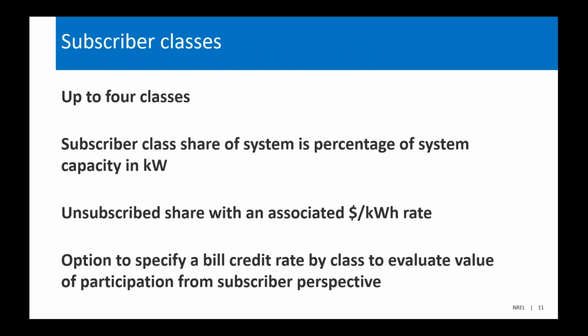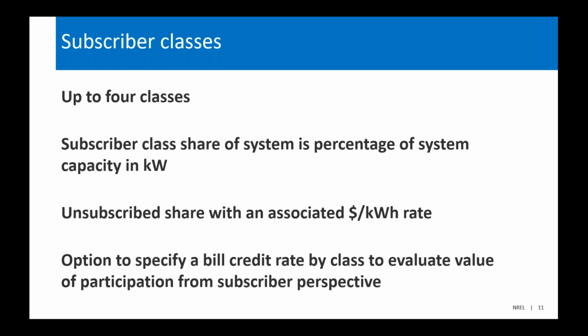For subscribers, SAM supports up to 4 subscriber classes, and you allocate a share of the system to each subscriber class, and the subscriber's share can either be fixed, so stay constant throughout the analysis period, or it could grow or decline for that matter over the project life. And you can also specify the subscriber share by year if you expect subscriber share to change in an irregular way over time.